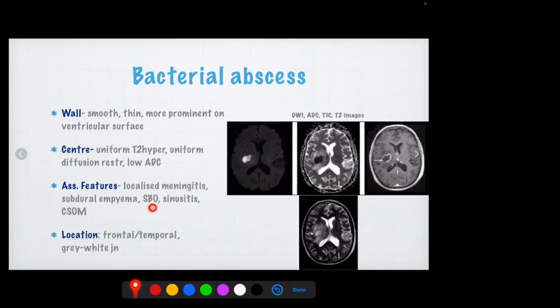And this is one point where we can differentiate it from a tubercular brain abscess, because TB does not commonly cause osteomyelitis of the skull base. Sometimes it does, but it is more of a hallmark of a fungal or a bacterial one. And location depends, as I said, on the source of the infection.